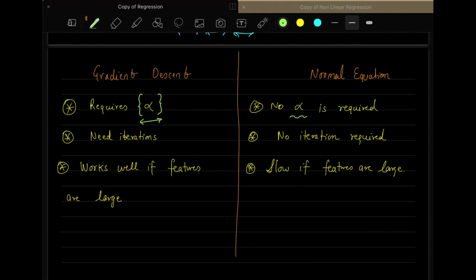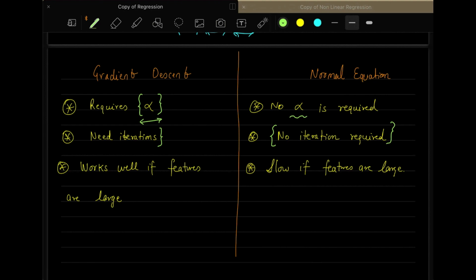As you can see, there is no alpha, and hence there is no problem in setting that up. The second important thing is that in gradient descent you need iterations to get to the optimized value of theta, whereas in the case of normal equations there is no iteration required. You just plug in the values of the matrices that we derived last time, and you will get the result.